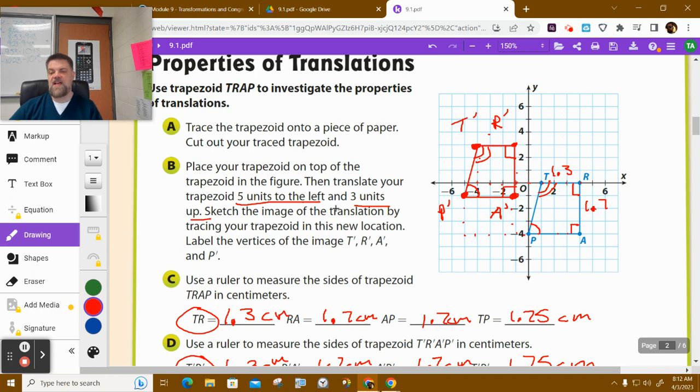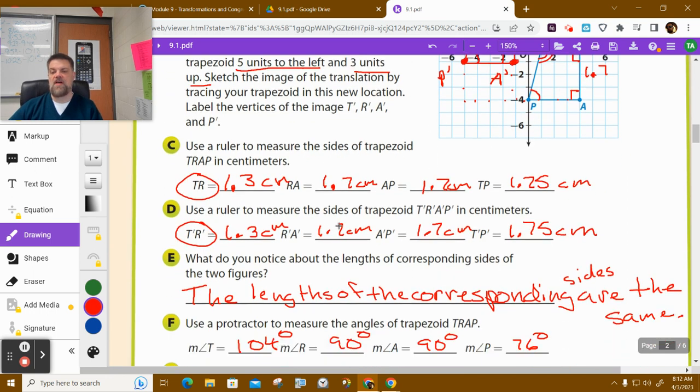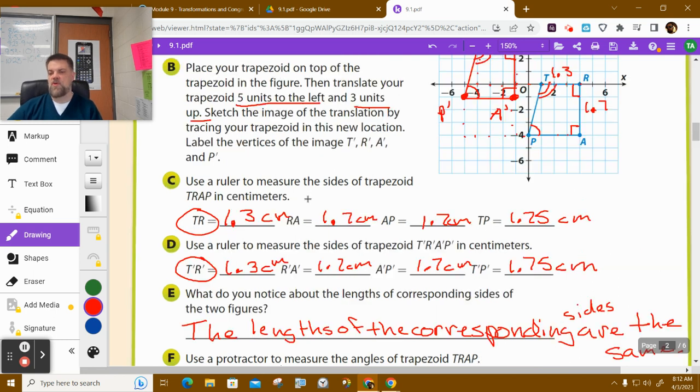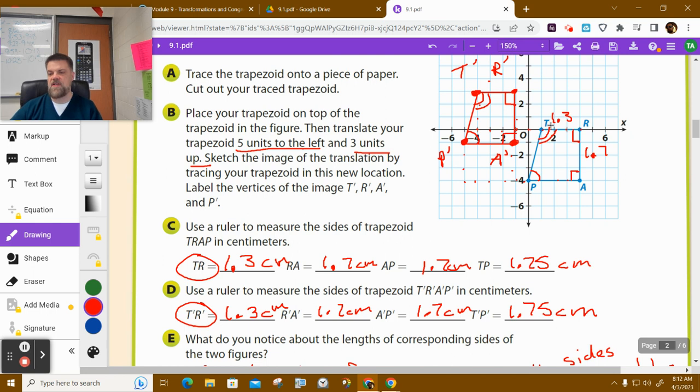And so what we did is with our little protractor rulers, we measured it, and what we found is that TR is 1.3 centimeters. T prime R prime is also 1.3 centimeters. And that RA was 1.7 and R prime A prime was 1.7. So when I say TR, I mean the length from here to here and the length from here to here. Those were actually both 1.3.